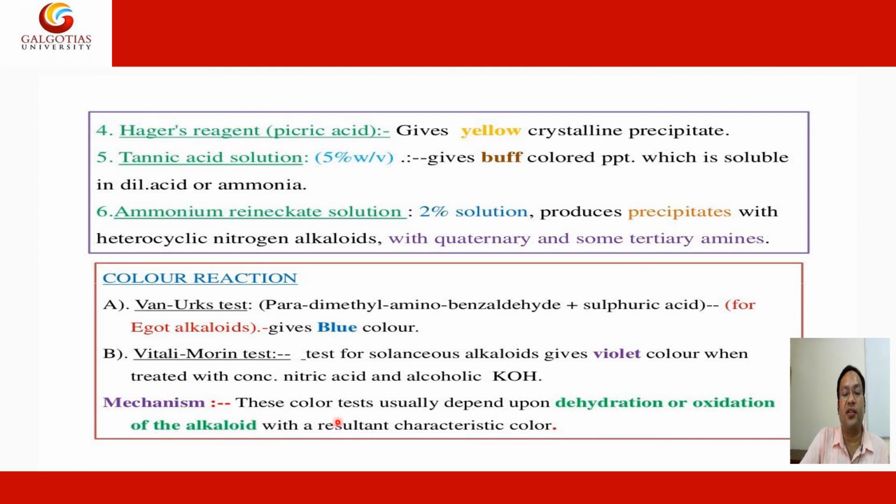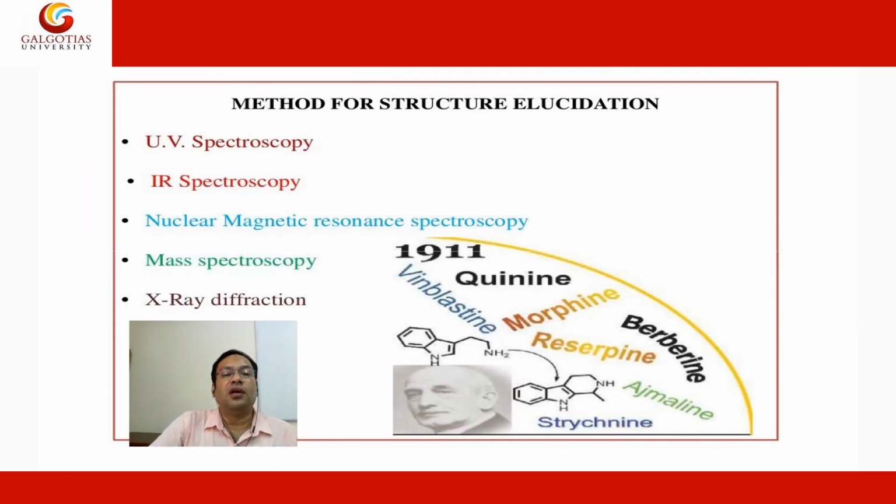Mechanism: these color tests usually depend upon the dehydration or oxidation of the alkaloid, with a resultant characteristic color. Methods for structural elucidation: structural elucidation is a very good technique for the proper determination of particular groups in compounds.